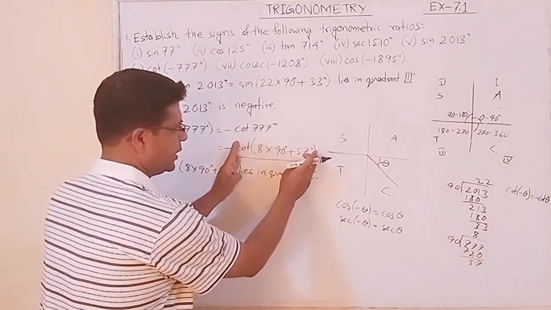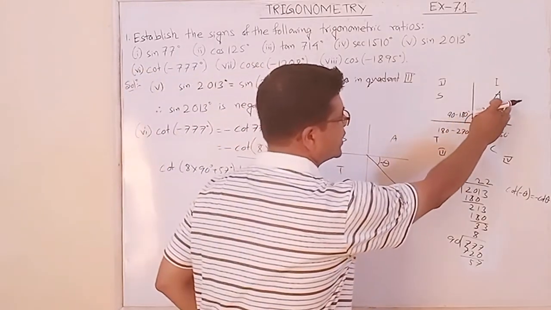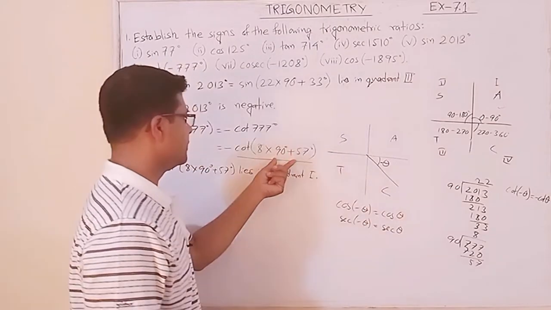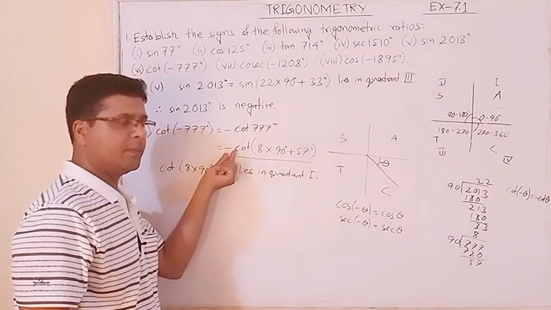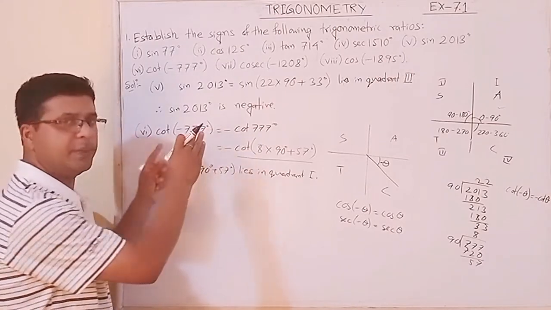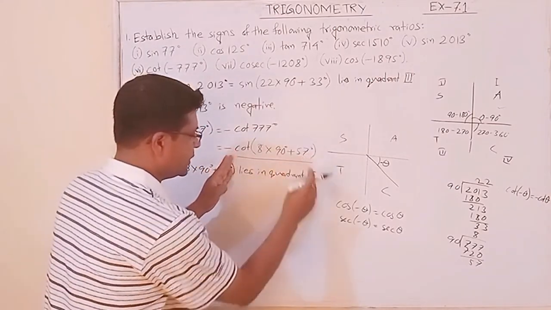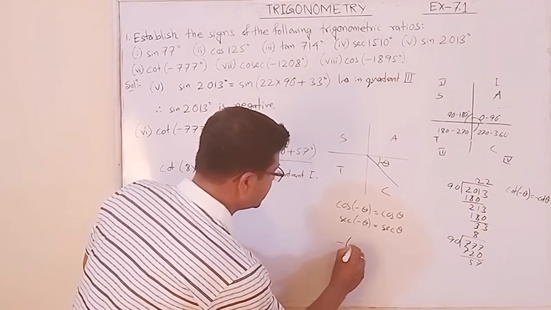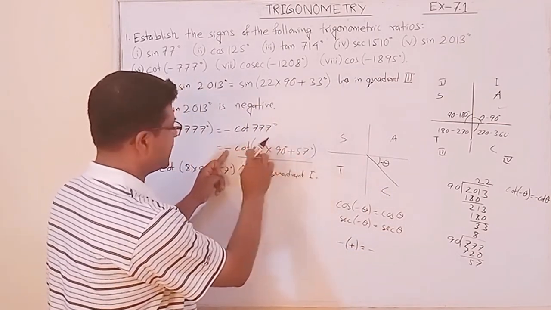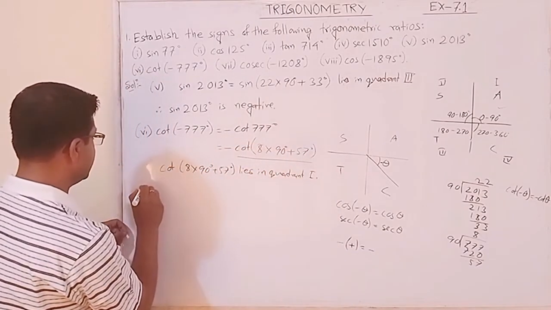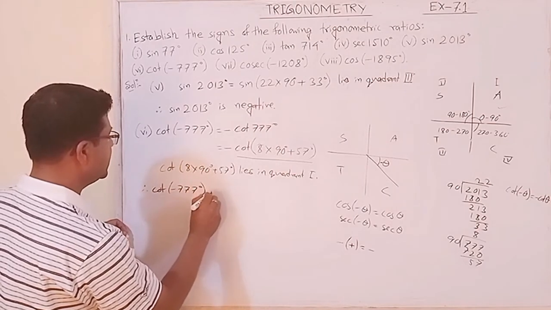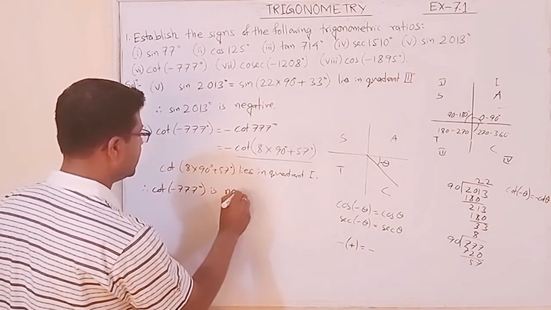So this is positive, as all the trigonometric ratios are positive in the first quadrant, right? This is positive, and this is negative, so minus into plus is minus. I repeat: this is minus and this is plus, so minus plus is minus. Therefore cot of minus 777 degree is negative.